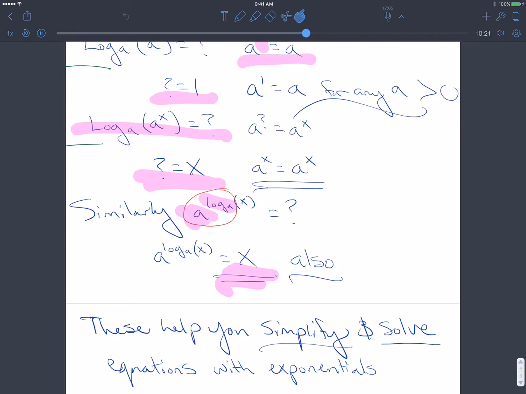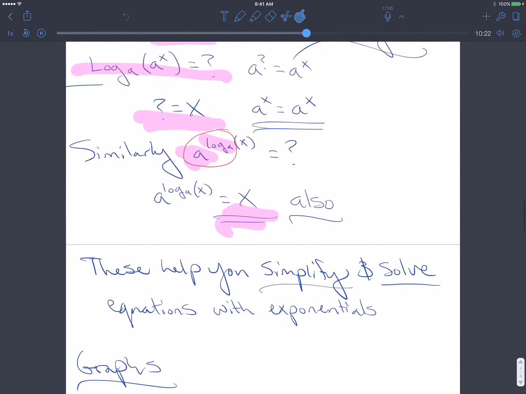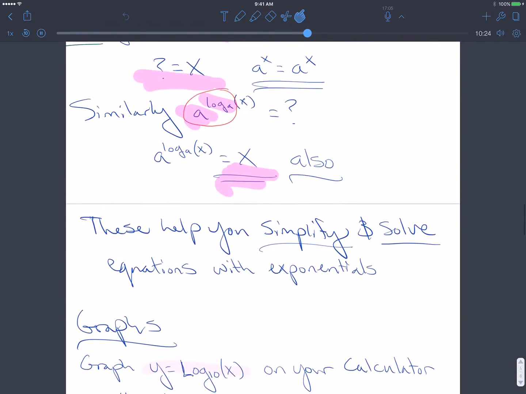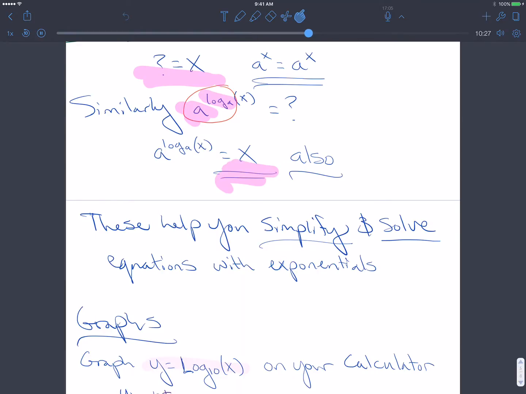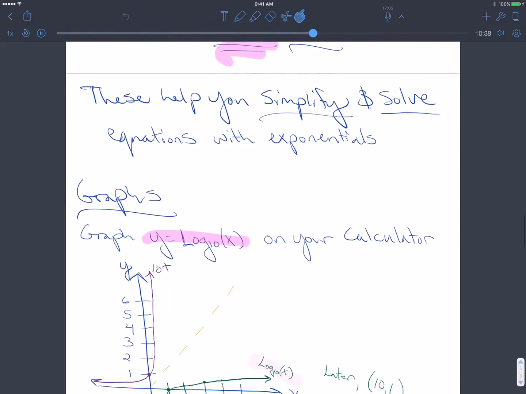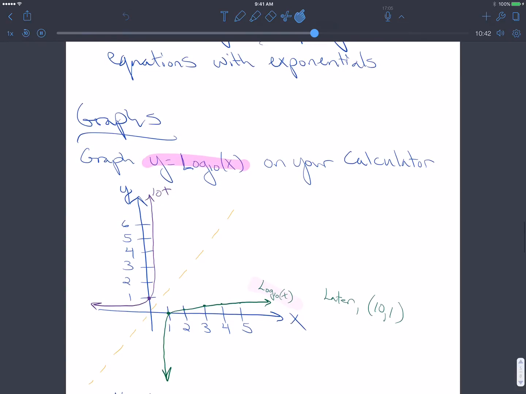I think for visual context, it's good to take a look at these graphs. So let's take a look at the graph of y equals log base 10 of x. Graph it on your calculator. You have log built into your calculator. Just plug it in and compare with what I've sketched here. You can also compare it with 10 to the x.